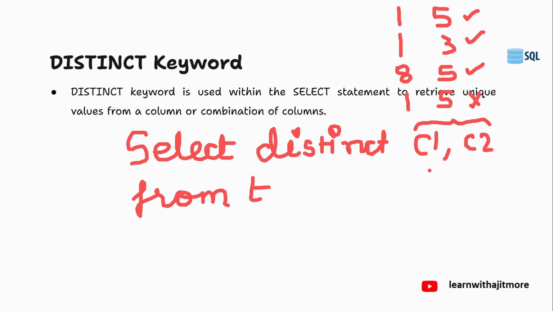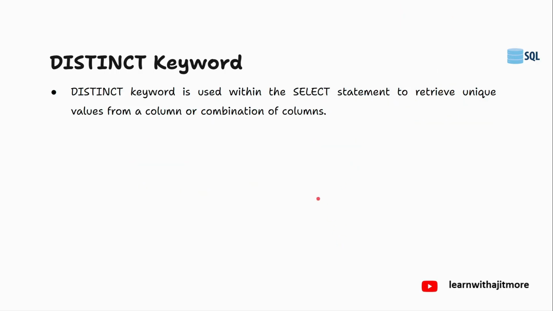Combined distinct means you're understanding. In two rows, C1 may be repeated, no problem, C2 will be different. Or C2 is repeated, C1 different. But if C1 and C2 both are repeated, then it will reject that pair. This pair is already there, 1, 5. If 1, 5 comes again, it is rejected because you are mentioning distinct. Hope this is clear. I'll give you a demonstration for that, multi-column also.